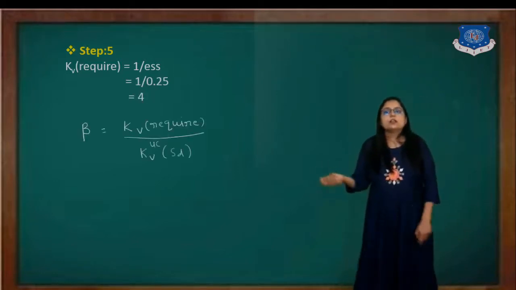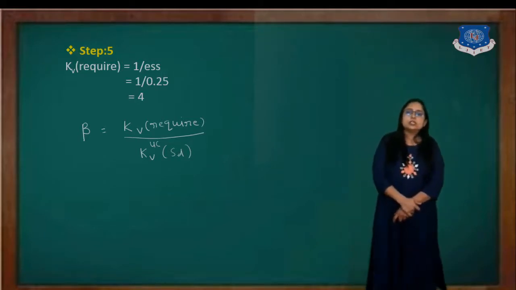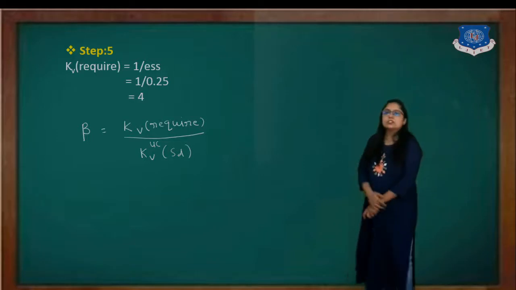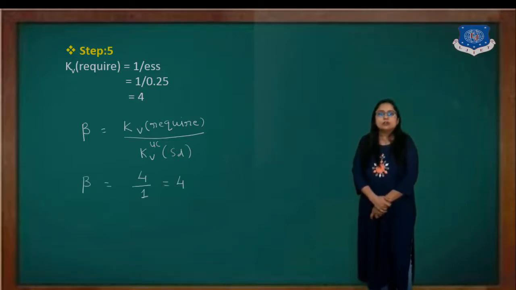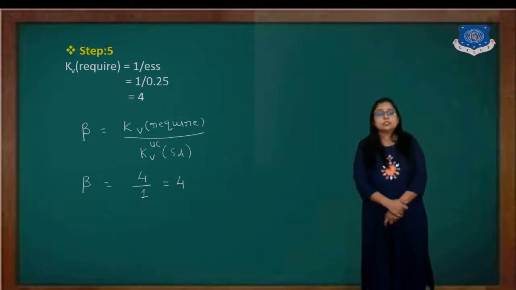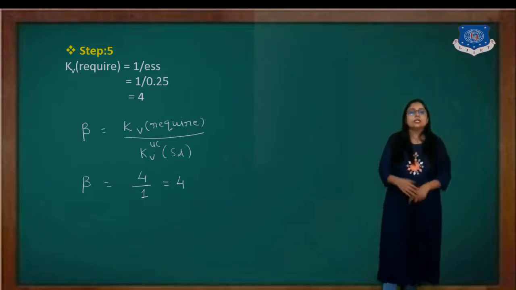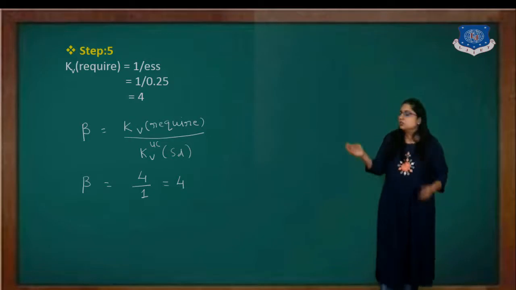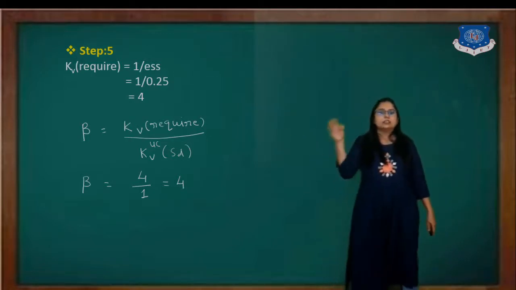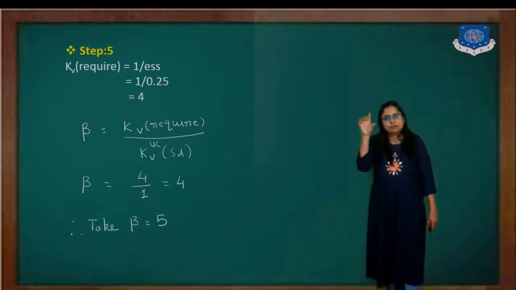4. Now the value of beta equals KB required upon KB using ST. Now substitute this value. So here we have 4 divided by 1, that equals 4. As you remember, we discussed in our theory part that whatever value of beta you get, you have to take the higher value. So if beta equals 4, we will take the higher value, that is 5. If our value of beta is between 1 to 4, we will take it 5. If it is between 6 to 9, then we will take it 10.